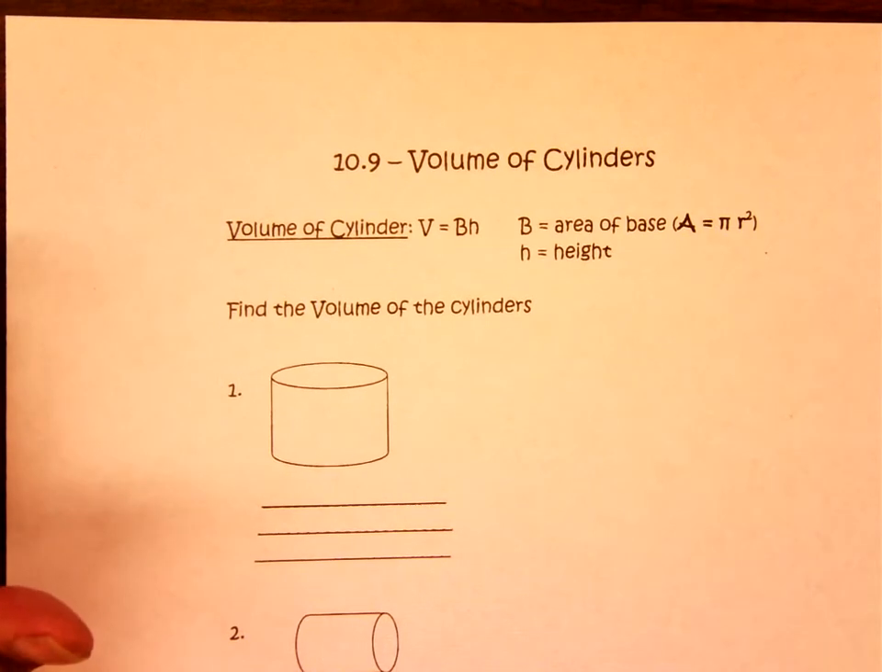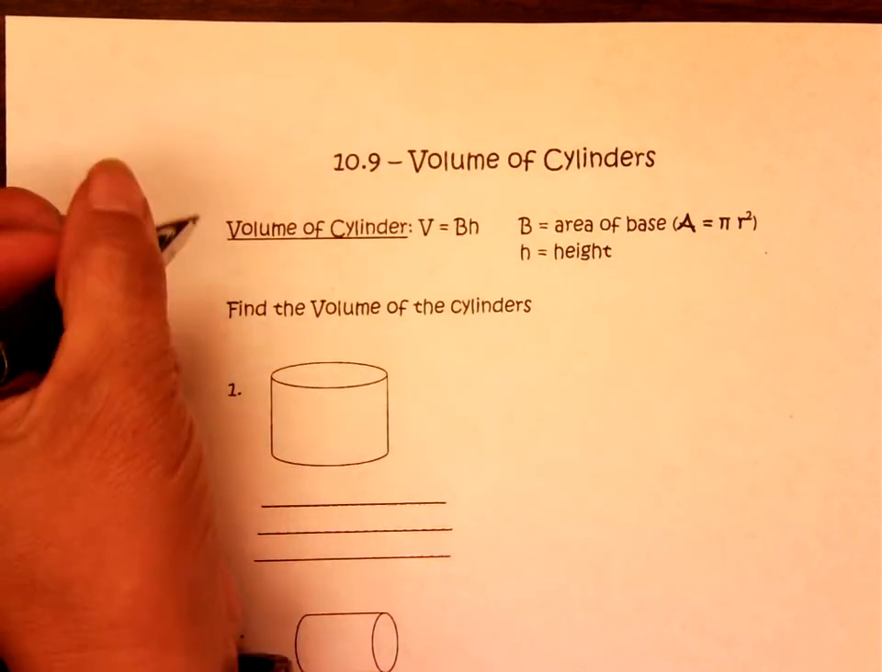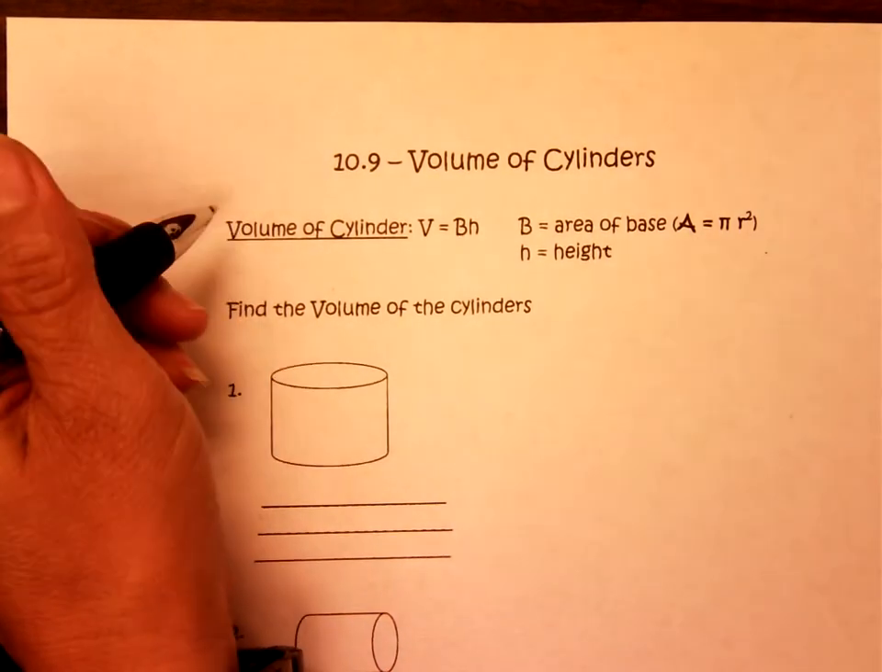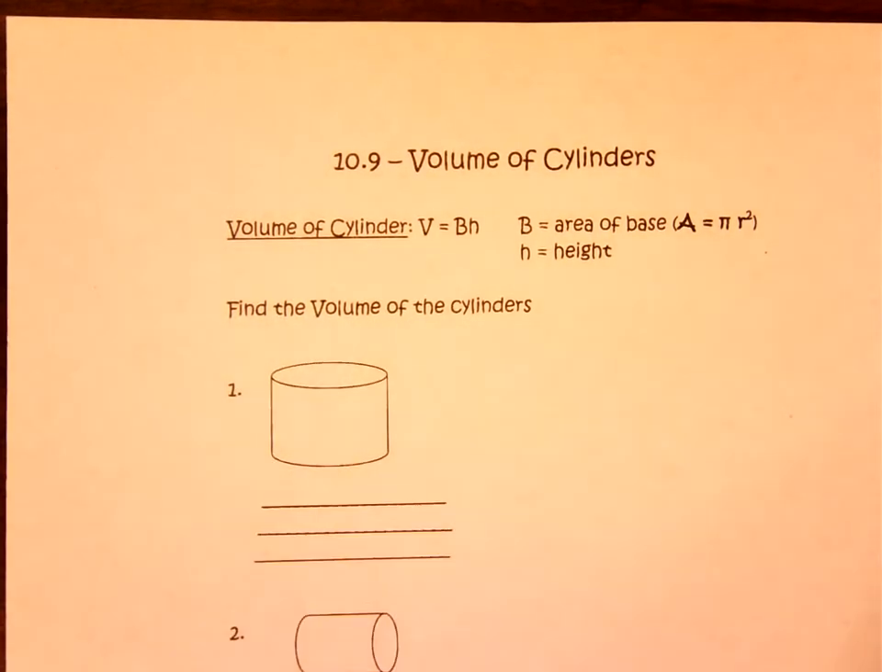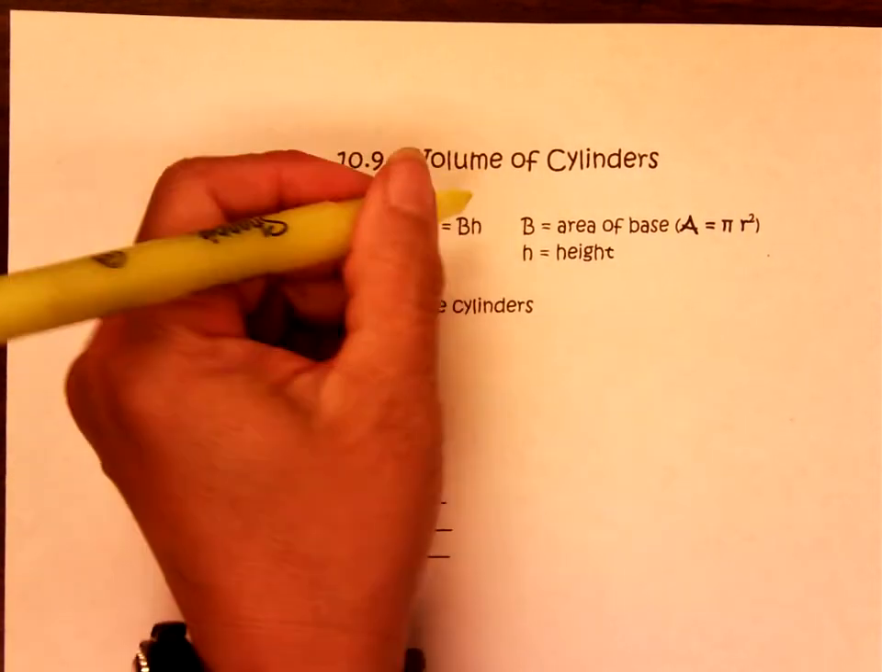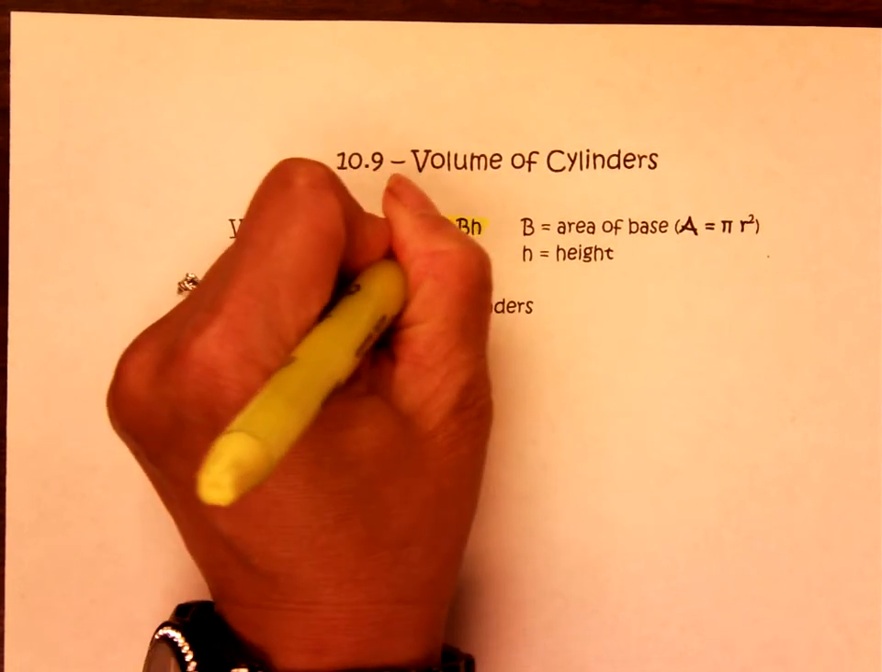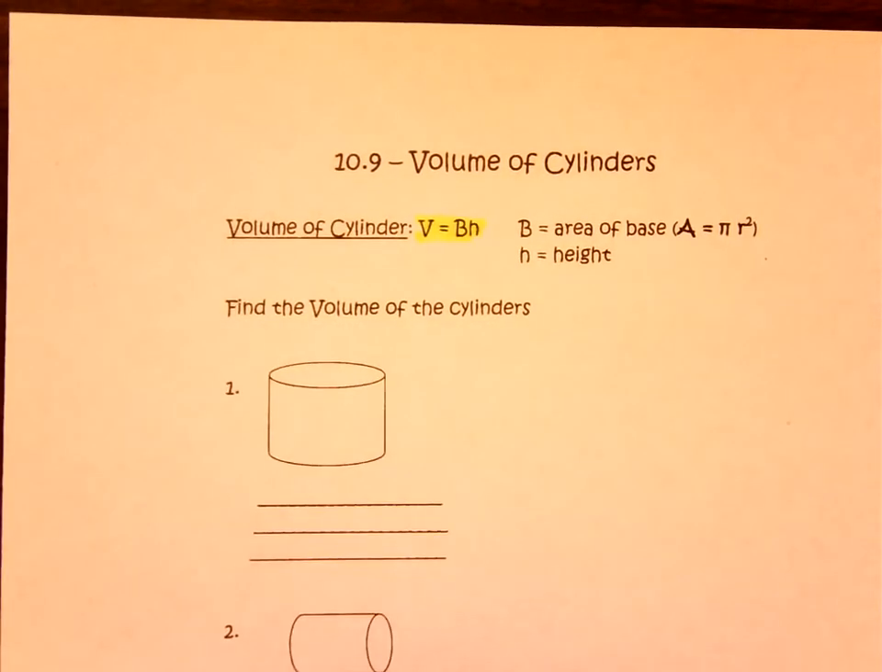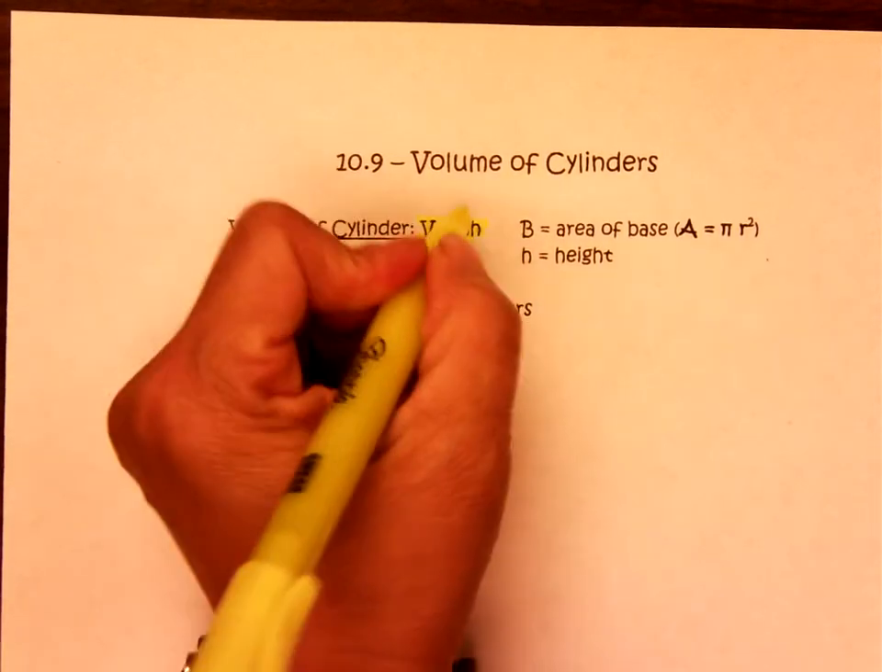Okay, so today's lesson is 10.9, volume of cylinder. You'll notice today's lesson is very similar to yesterday's lesson. You still have the same formula. Volume of cylinder is V is equal to capital BH. All of volume is going to use the same formula. The only thing that changes is the capital B.